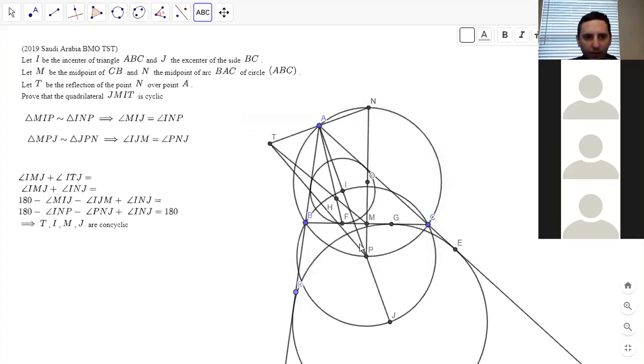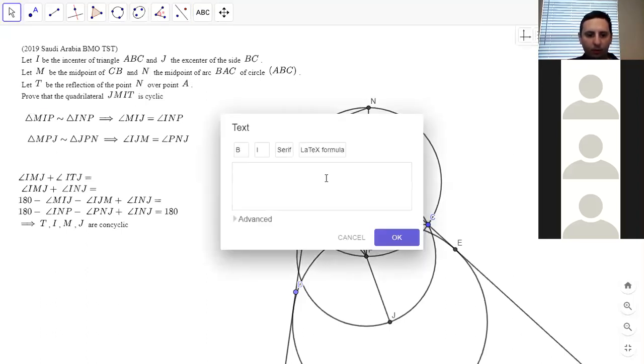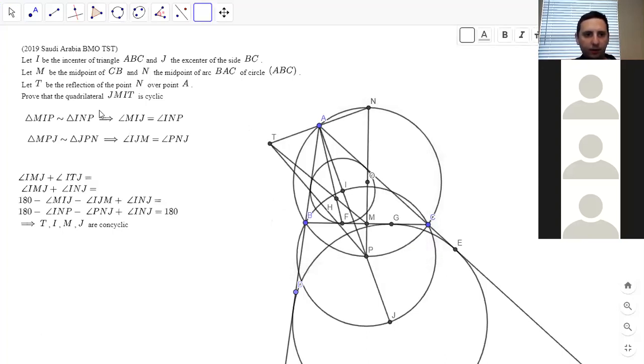So MIP and INP are similar because basically PI squared is PB squared is PM times PN. I'll just write out that one step. So we have PI squared equals PB squared equals PM times PN. And so that's where we can get that similarity. This fact is used in a lot of problems.